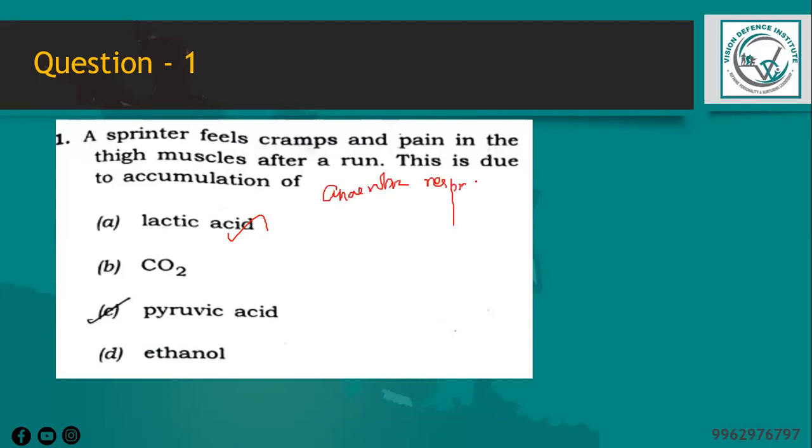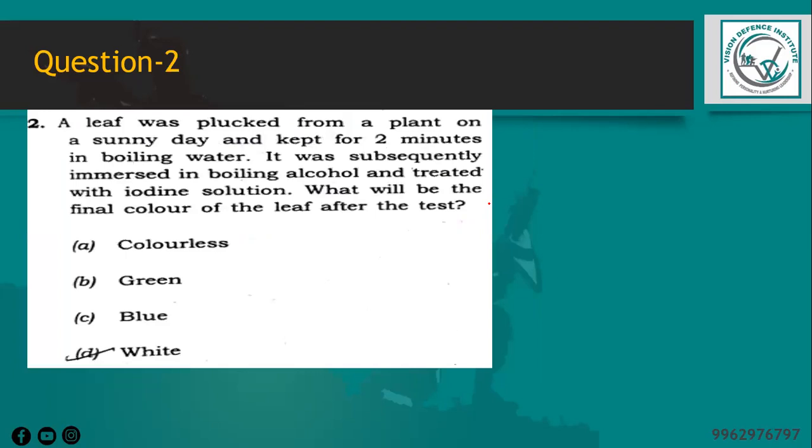So what happens is that this produces lactic acid as a byproduct, right? Now they start to build up in the muscles and cause cramps and pain. Okay. So next question.